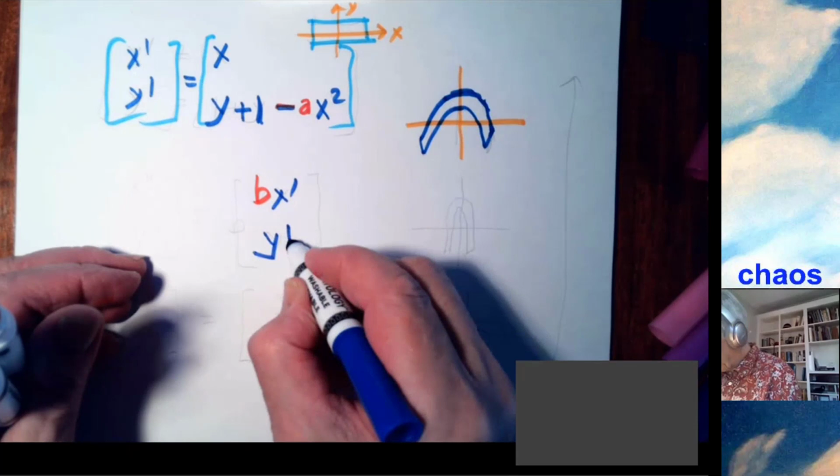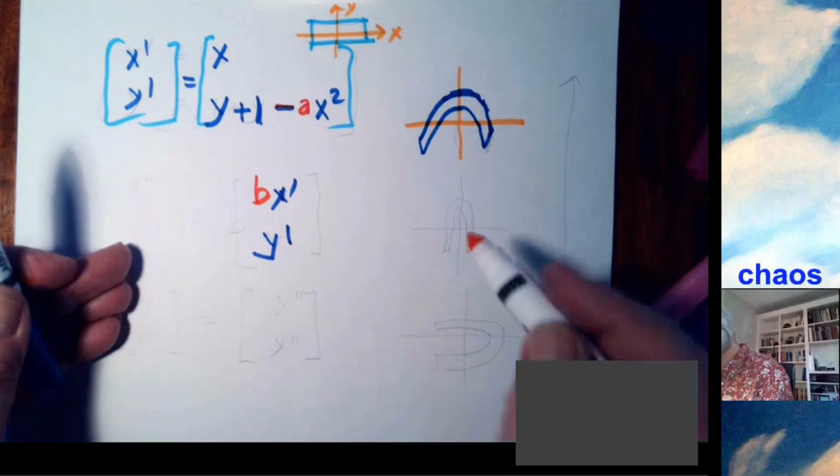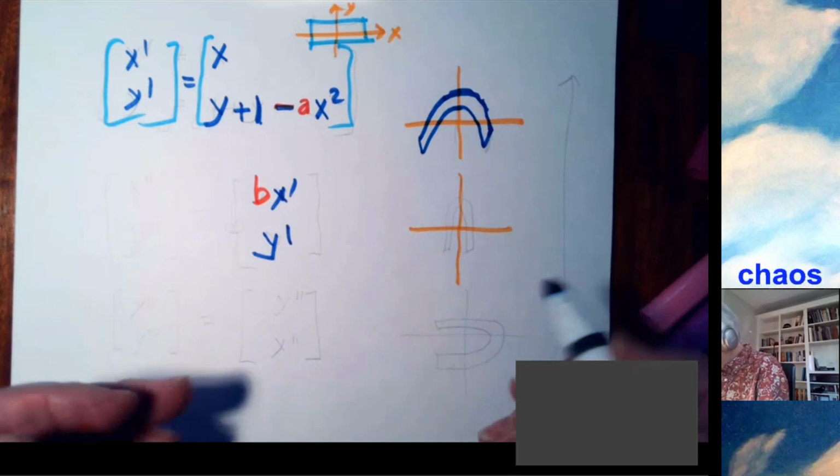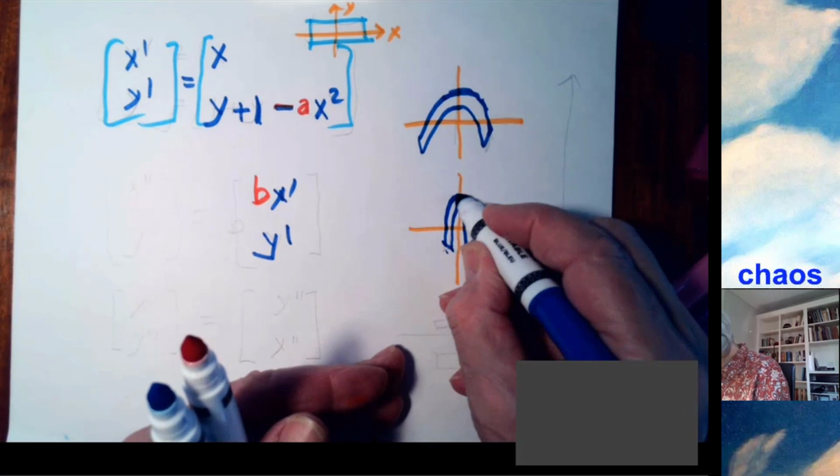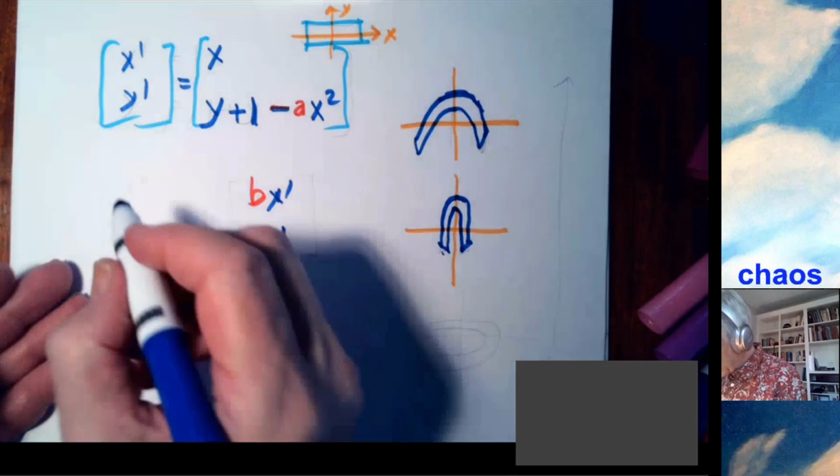And what this does is it takes the shape, if B is smaller than one, X gets shrunk, and this shape gets thinner. Its height is the same as it used to be, but it gets thinner because it's crunched in this direction. And that's my next state of my system.